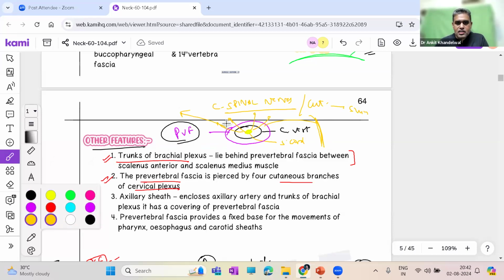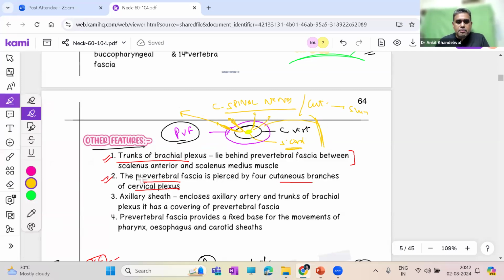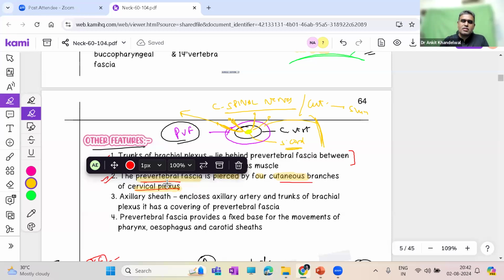You're getting the point? So these nerves which are coming from the spinal cord, they have to come out piercing this prevertebral fascia to reach the skin if they are cutaneous. So what is written over here now, understand. The prevertebral fascia is pierced by 4 cutaneous branches of the cervical plexus. Understood the point? That is the point.